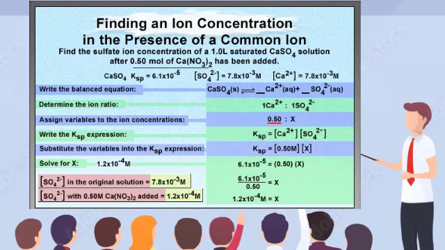Do you see that by adding a common ion to this solution, the concentration of sulfate ions has been reduced from 7.8 times 10 to negative 3 molar in the initial solution to 1.2 times 10 to negative 4 in the solution containing the common ion. The reduced sulfate ion concentration reflects the fact that the solubility of an ionic compound is less in the presence of a common ion.